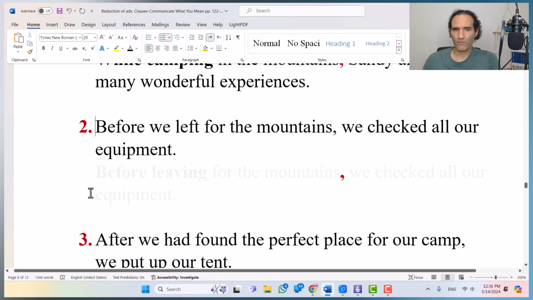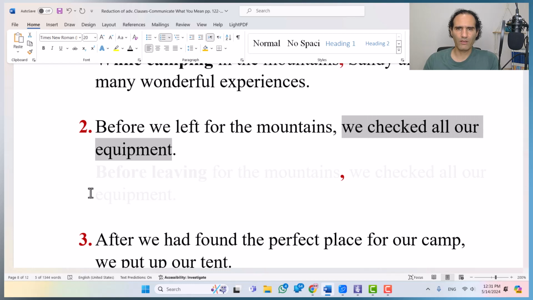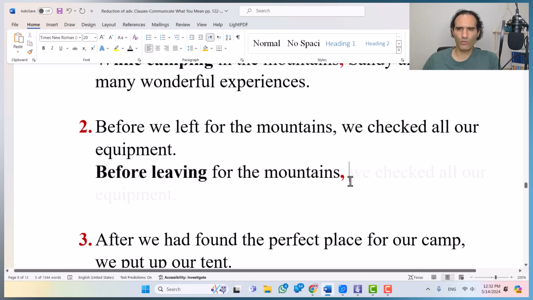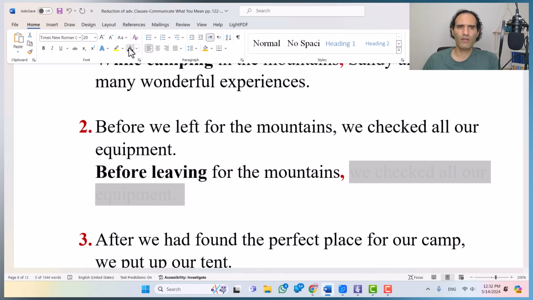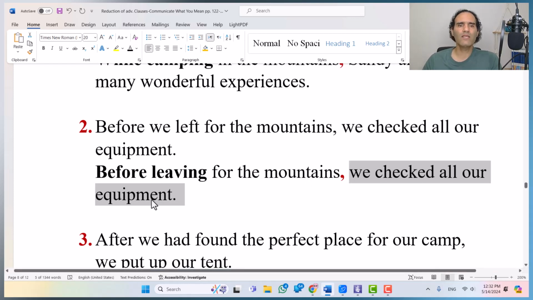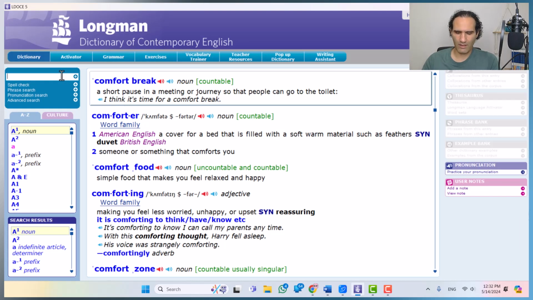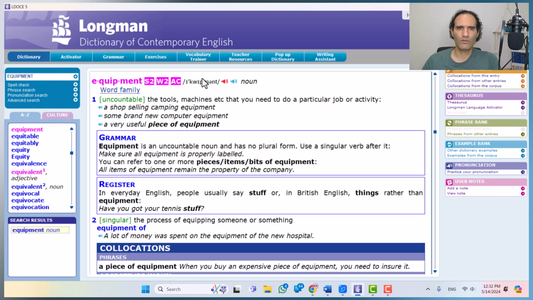Before we left for the mountains, we checked all our equipment. So here subjects are the same. Omit this we and add ing to the verb. So the answer will be before leaving for the mountains, we checked all our equipment. And my friends, be careful that equipment is a non-count noun. So collectively, equipment has a collective meaning, but it is non-count. You see, equipment, it says uncountable.